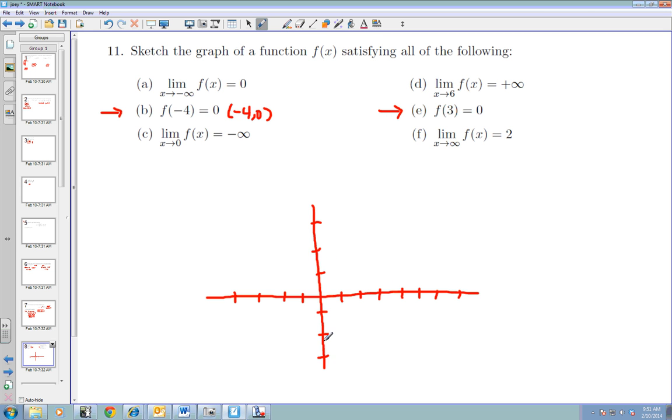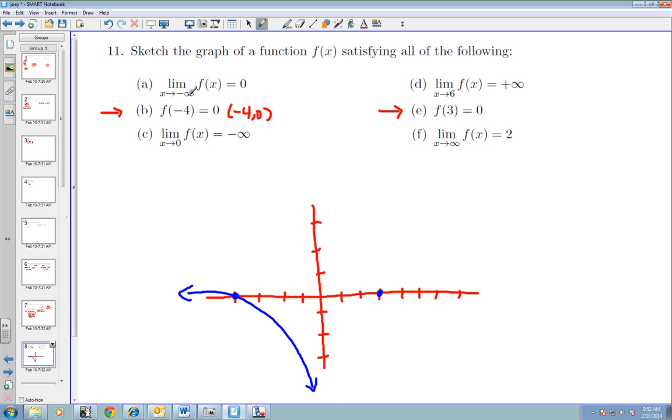The points are the first thing I always graph. So I know I have the point -4, 0, and I have the point 3, 0. Then it says the limit as x approaches negative infinity equals 0. So as my graph is going to the left, it's going to approach 0, but it also has to pass through this point. The limit as x approaches 0 equals negative infinity. So as my graph gets closer and closer to 0, it's going to have to go down to negative infinity. So far, and I may have to erase this, but I think if I have something like that, it would work.